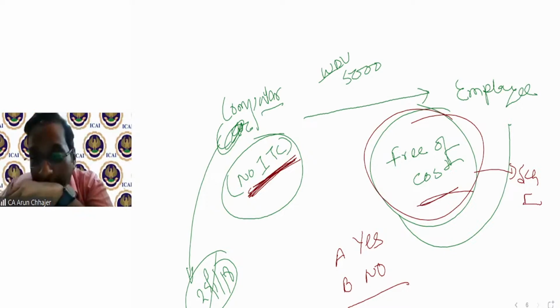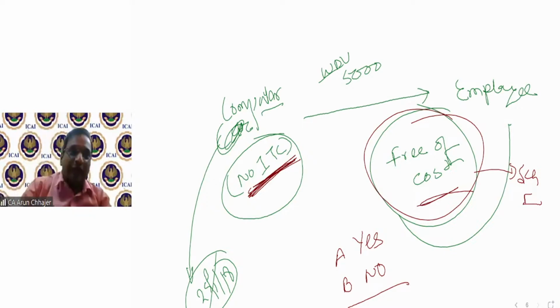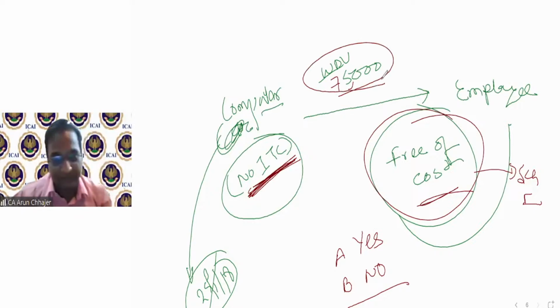Let's say value. Okay, fine. Let me change one thing. Someone has raised another very good point. Let's say WDV is 75,000. Someone has raised a 50,000 point, which absolutely has some logical reasoning. So I have changed the value.